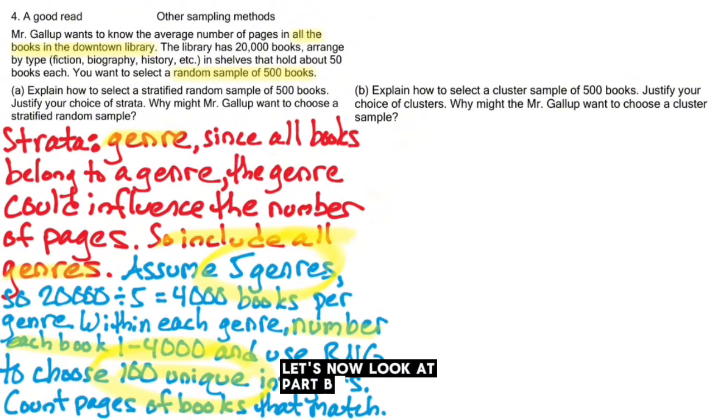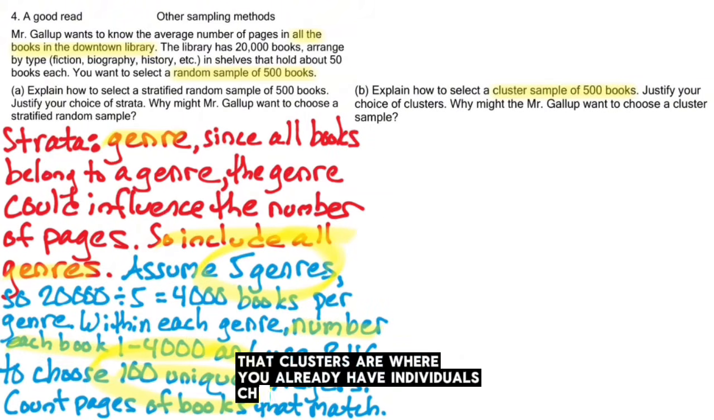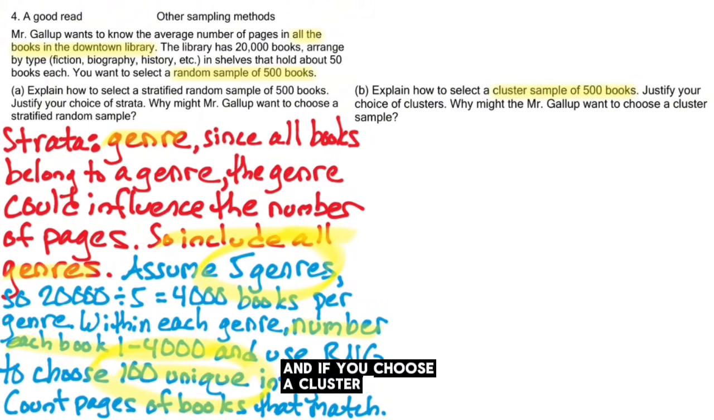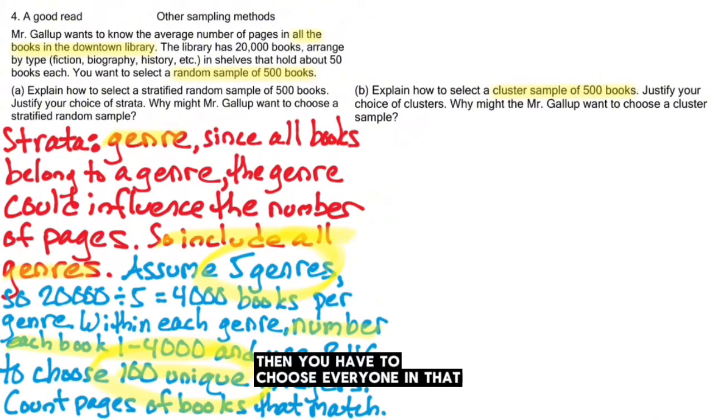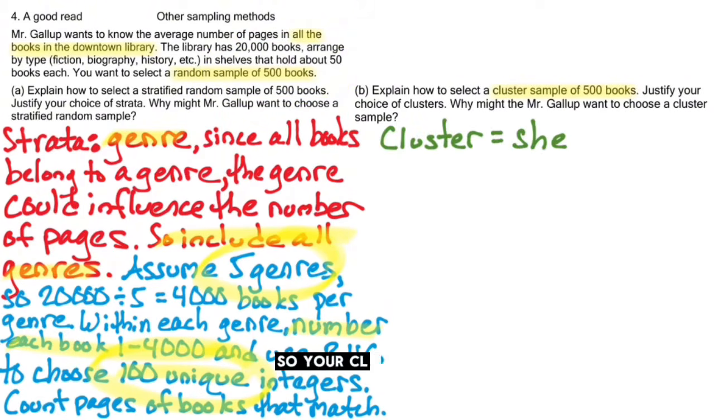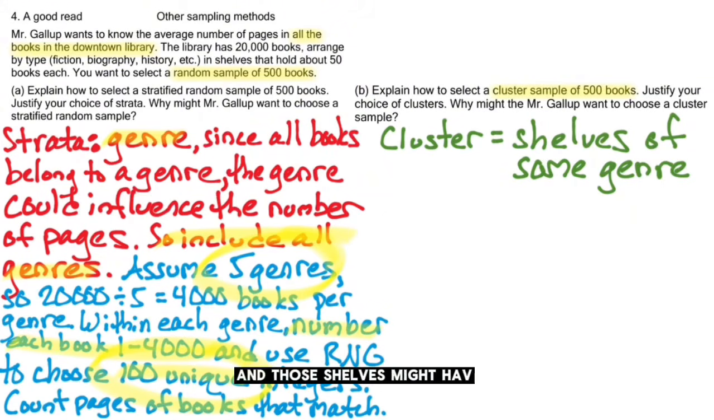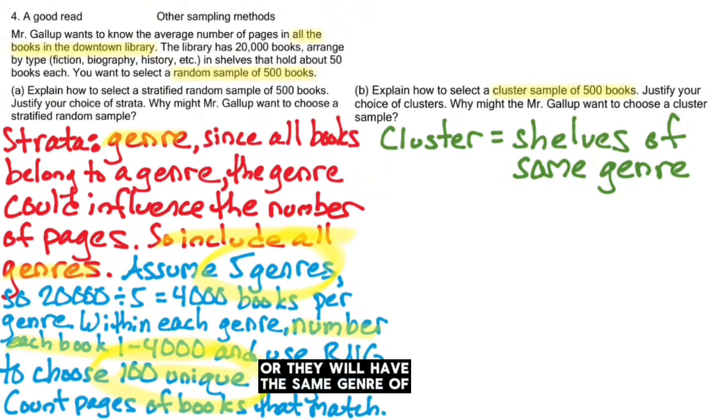Let's now look at part B. Explain how to select a cluster sample of 500 books. Remember that clusters are where you already have individuals chunked together. And if you choose a cluster, then you have to choose everyone in that chunked together group. So here's the way of doing that. Remember that each shelf held 50 books. So your clusters in this case could be the shelves, and those shelves might have, or they will have, the same genre of book.